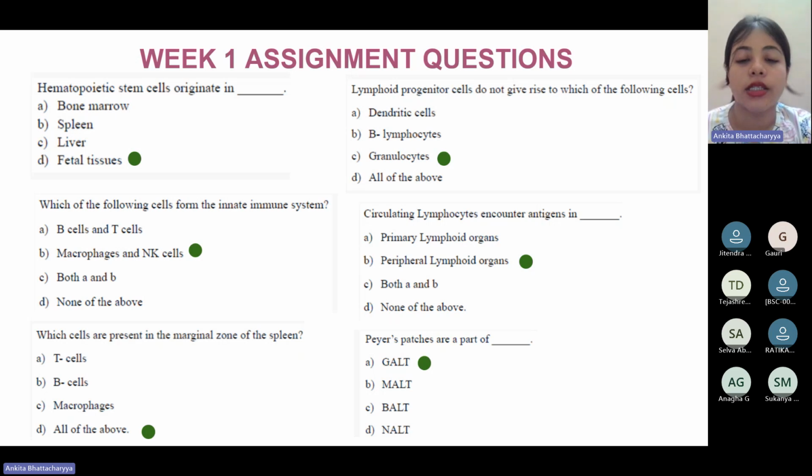Question 6 is about Peyer's patches of the intestine. They are a part of GALT, BALT, or NALT. Among them, it is a part of GALT, or gut-associated lymphoid tissue. In the first week's discussion session, there was a schematic representation of all of the different types of secondary lymphoid organs, where they're located, and what they're called. You can look into that, and also, of course, you can look at reference books for more details about it. I don't think I discussed GALT in much detail, but Peyer's patches of the intestine are considered to be a part of the gut-associated lymphoid tissue.